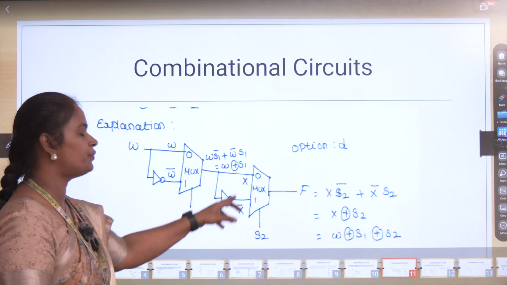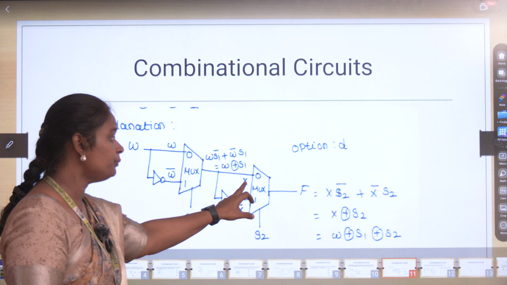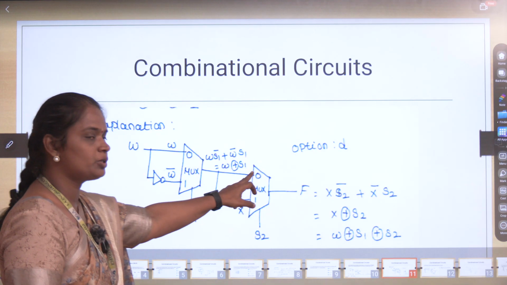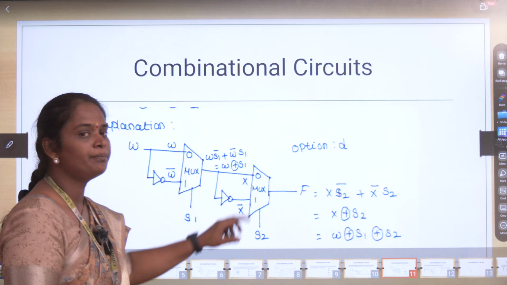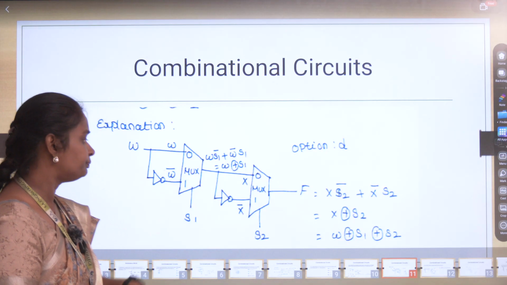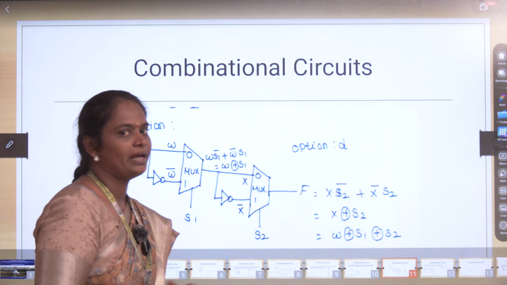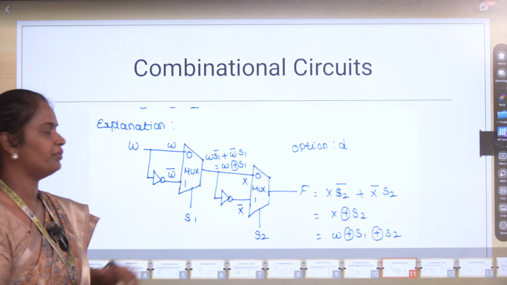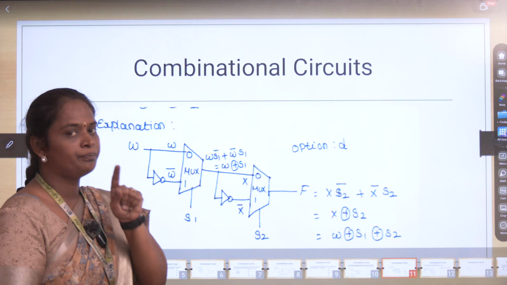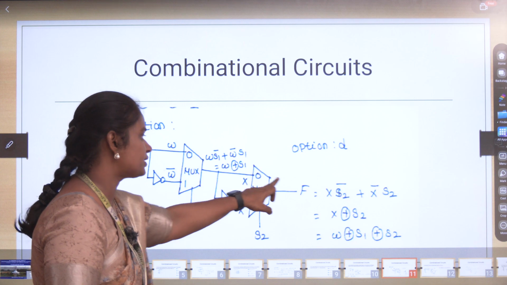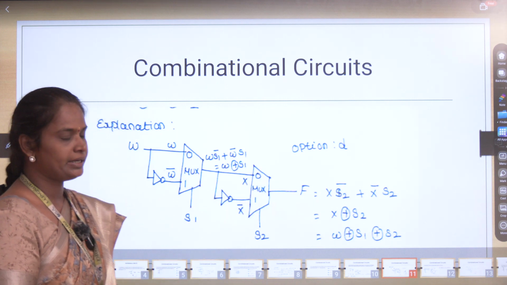Next, it is given as the input for the second multiplexer. X is given to the input I0 of the second multiplexer. For X, we are using the NOT gate, so X bar is given as the input I1 of the next multiplexer. Here we are using the selection line S2. Now we have to write the output equation F. When S2 is 0, X is connected with F. When S2 is equal to 1, X bar is connected with F.